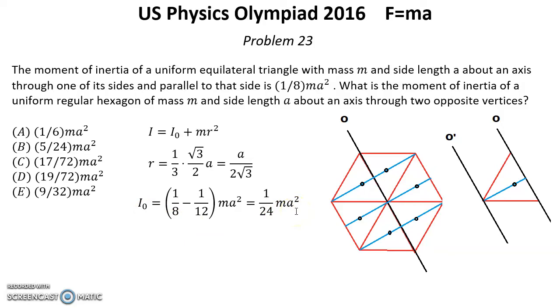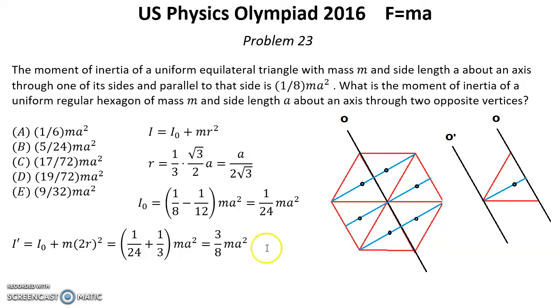Now we can find what is I around the O prime axis for the same triangle. That will be I around axis O prime equal to I0 plus m multiplied by (2r) squared. 2r, that's the distance from the center of mass to this axis of rotation. And that's equal to 3 over 8 m a squared.